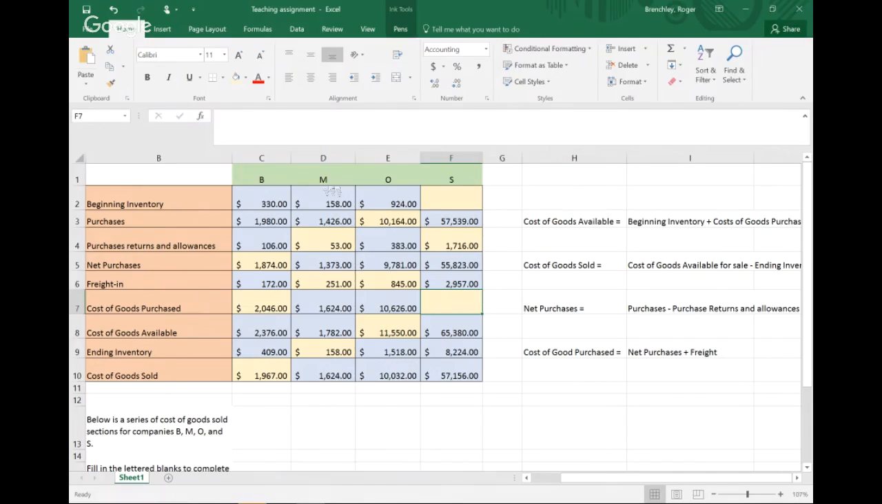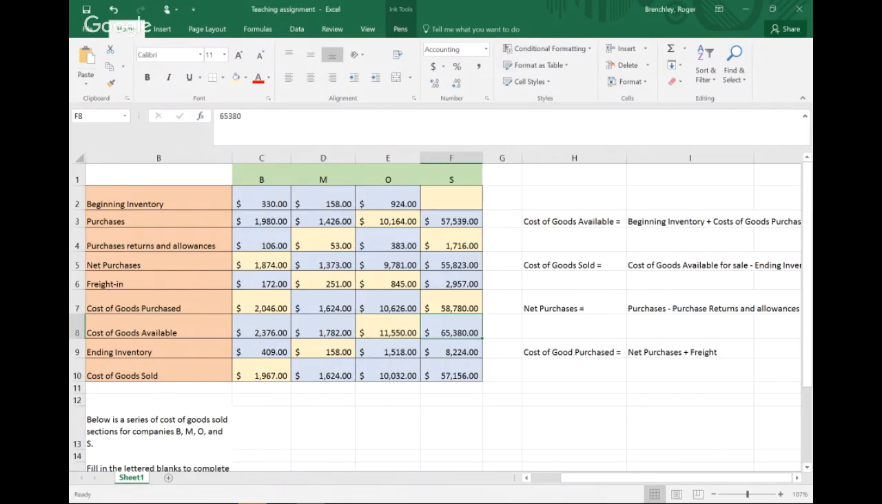Okay, now we're going to do our cost of goods purchased. And on this one, this is a little bit different. This one is actually the straight formula here, if I remember correctly. Yeah, so we're just going to take our cost of goods purchased, which is right down here. So our net purchases plus our freight. So we're going to go net purchases plus our freight. That gives us that.